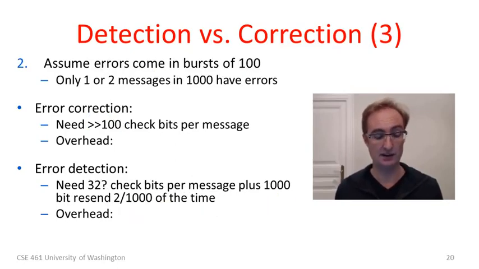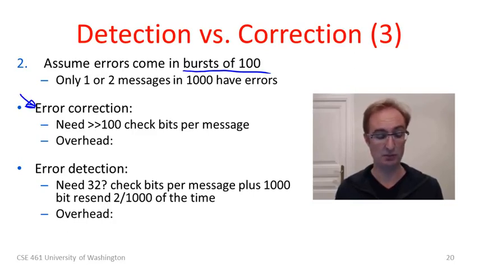On the other hand, here's a different model. Let's assume that errors come in bursts of 100. Well, in this case, rather than having 1 in every 10 packets likely to contain an error, we're likely to have not 1 in every 10, but 1 in every 1,000 packets have an error, or maybe 2 out of every 1,000 if those 100 bits are spread across 2 packets. So errors are going to be rarer in terms of packets or frames, but when they occur, boy, it's a big error.